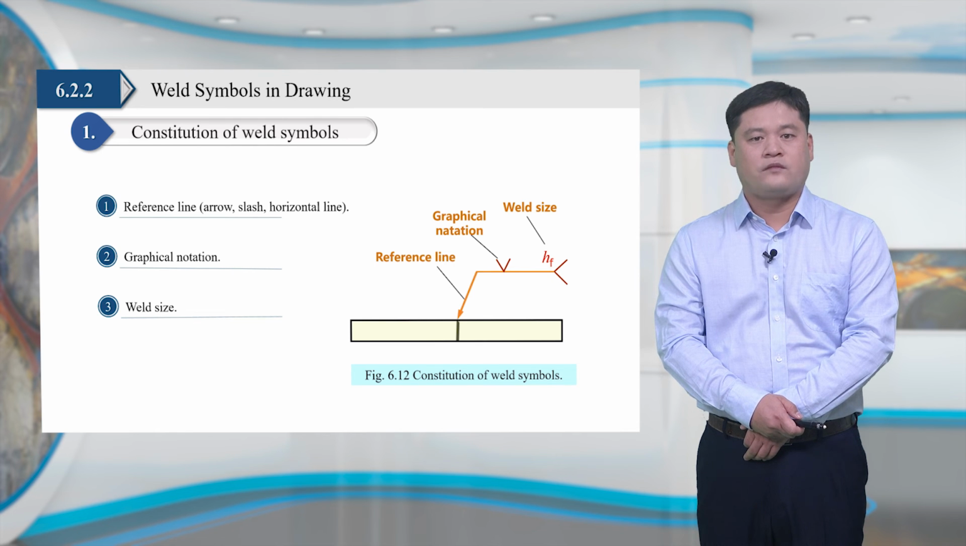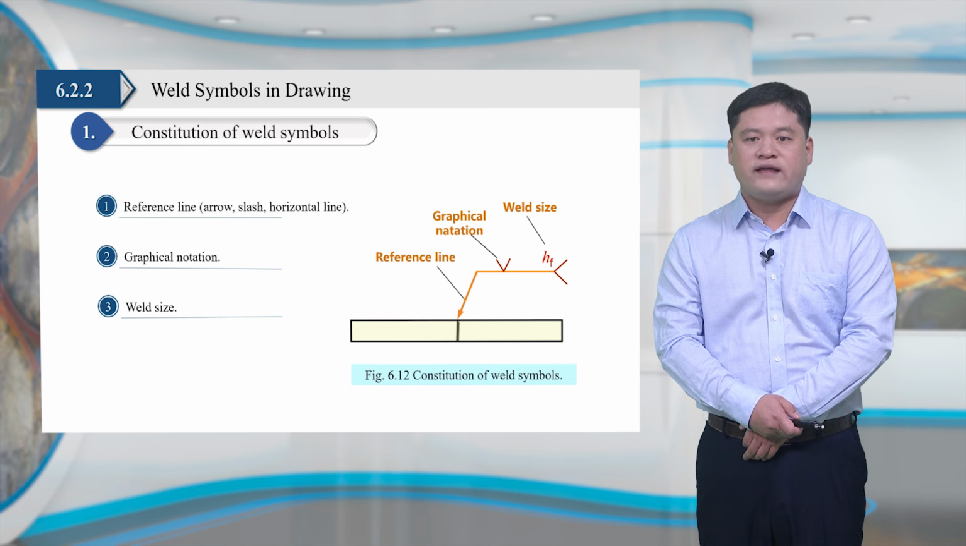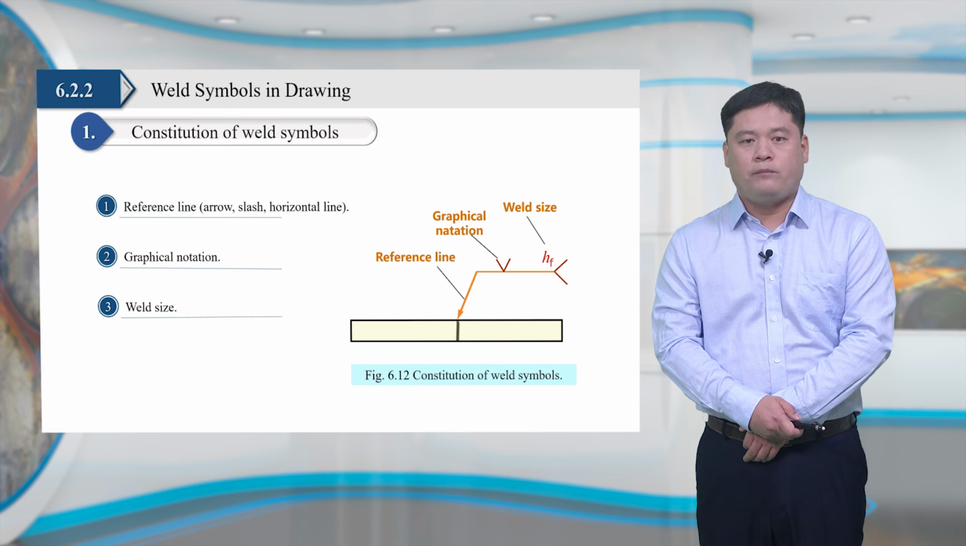The top and the bottom of the line are used to mark the basic symbol and weld size. When the arrow of the outgoing line points to one side of the weld, the basic symbol and weld size shall be marked above the horizontal line. When the arrow points to the other side of the corresponding weld, the basic symbol and weld size shall be marked below the horizontal line.